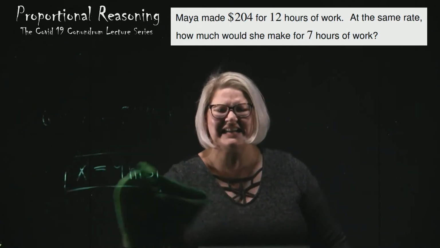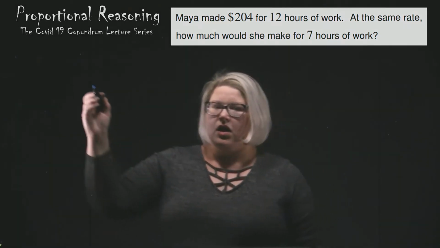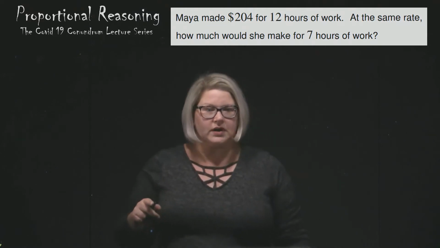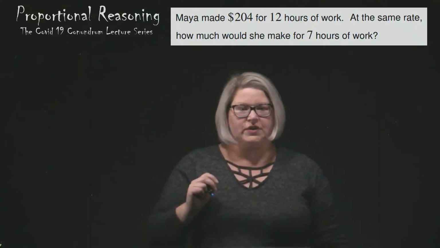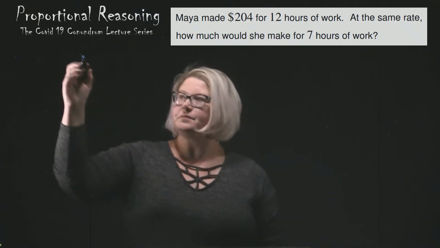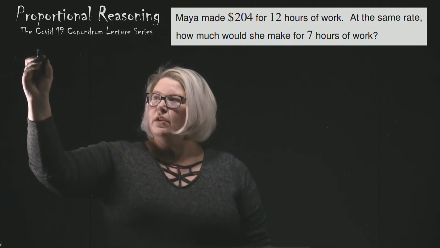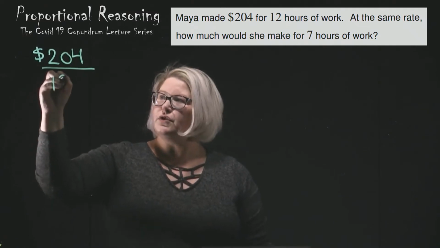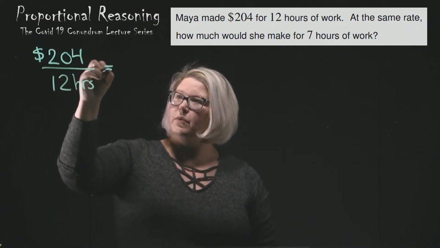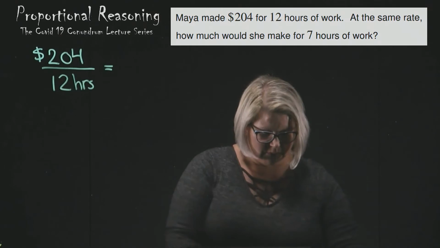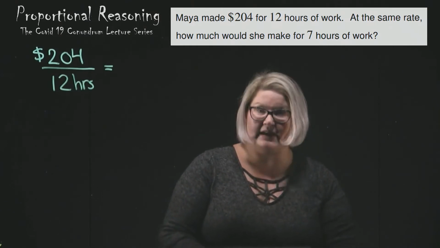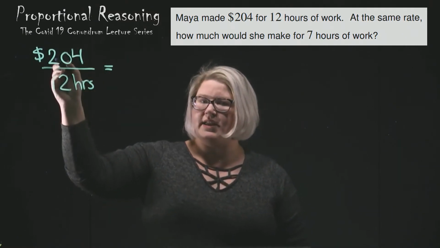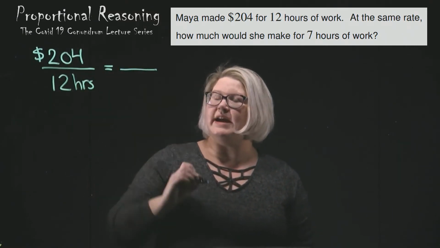It's these lights. All right, so Maya made $204 for 12 hours of work. At the same rate, how much would she make for 7 hours of work? So let's write that down. Look at our first part, $204 for 12 hours of work. Then we want to see what else she's going to make and when. At the same rate, that's the rate right here, how much would she make for 7 hours of work?